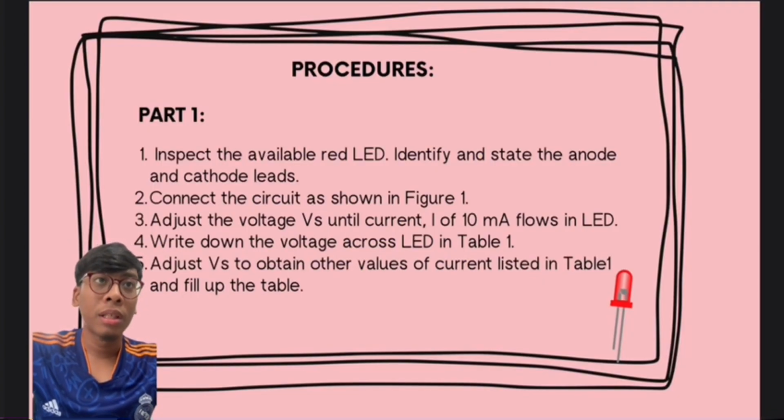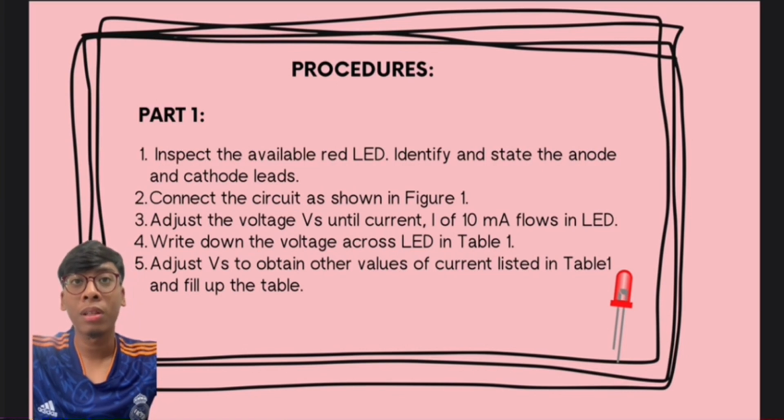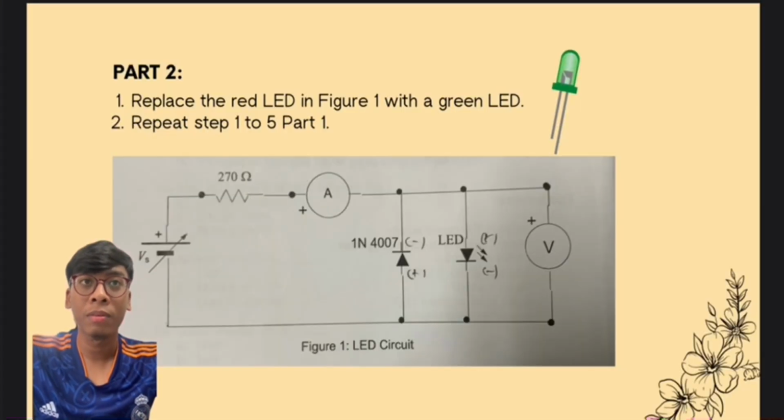For the procedure, in the first part, we're going to inspect the available red LED, and we identify and state the anode and cathode leads. Before we do it, we're going to connect the circuit as shown in figure 1, and then adjust the voltage source until the current I of 10 mA flows in the LED. Then we write down the voltage across the LED in table 1, and adjust the voltage source to obtain other values of current listed in table 1 and fill up the table.